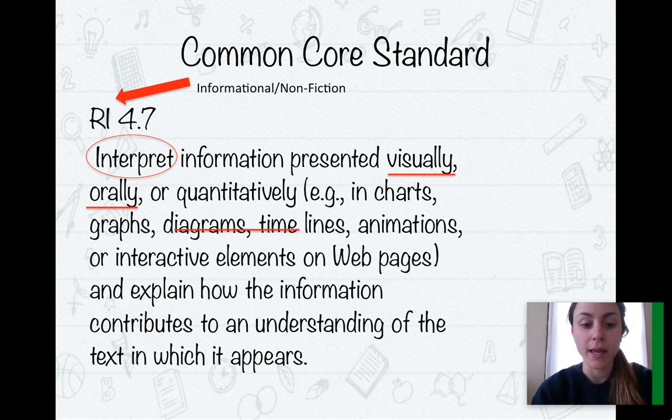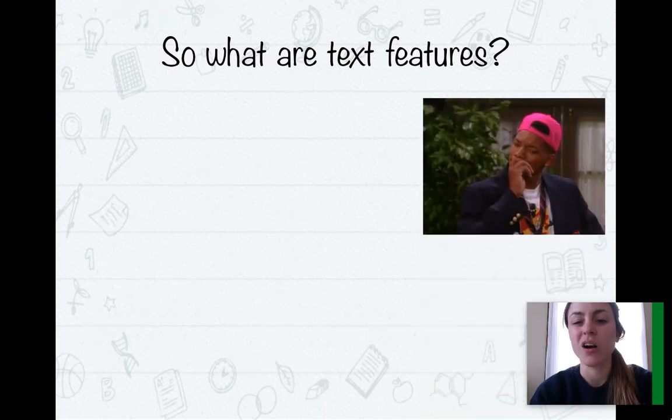And then quantitatively, that is meaning in quantity or in data collection, and so something that can be measured. And those can be shown in charts, graphs, diagrams, timelines, etc. And we're going to explain how the information contributes or helps our understanding of an overall text. Okay? So, what are text features?